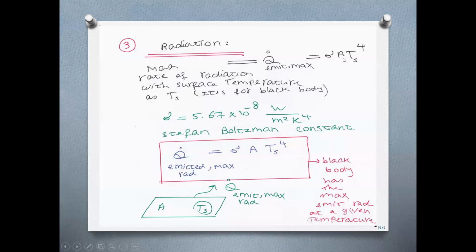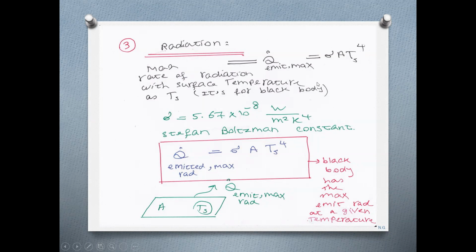A is the area of the body that has surface temperature Ts. Ts is the temperature of the surface of the body, S for surface, and it has to be expressed in terms of Kelvin or Rankine. It is absolute temperature. Do not use Celsius or Fahrenheit. It has to be expressed in Kelvin or Rankine.